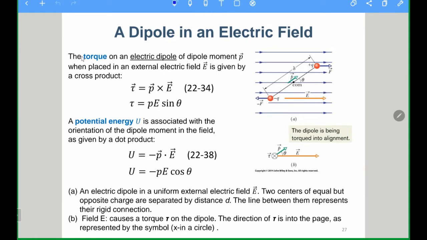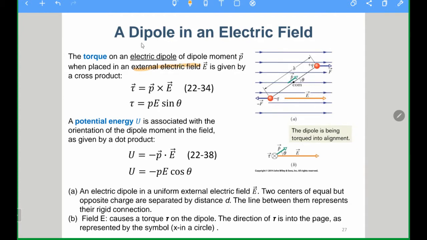It says the torque of an electric dipole of dipole moment P, when placed in an external E field, is given by a cross product. Of course, the external E field mentioned here is a uniform E field generated by an infinitely large charge plate, as mentioned before. Here we have the E field pointing to the right side, and the magnitude is uniform over the whole space.